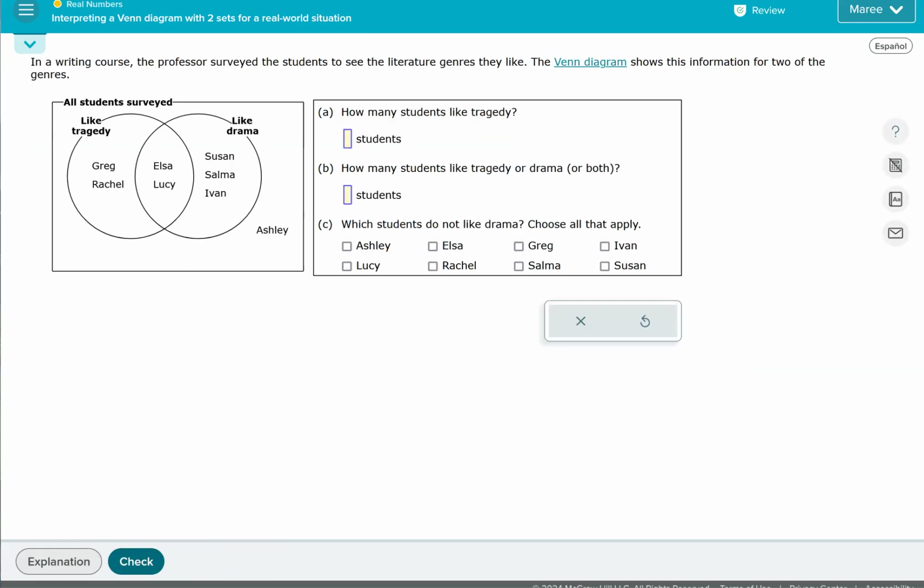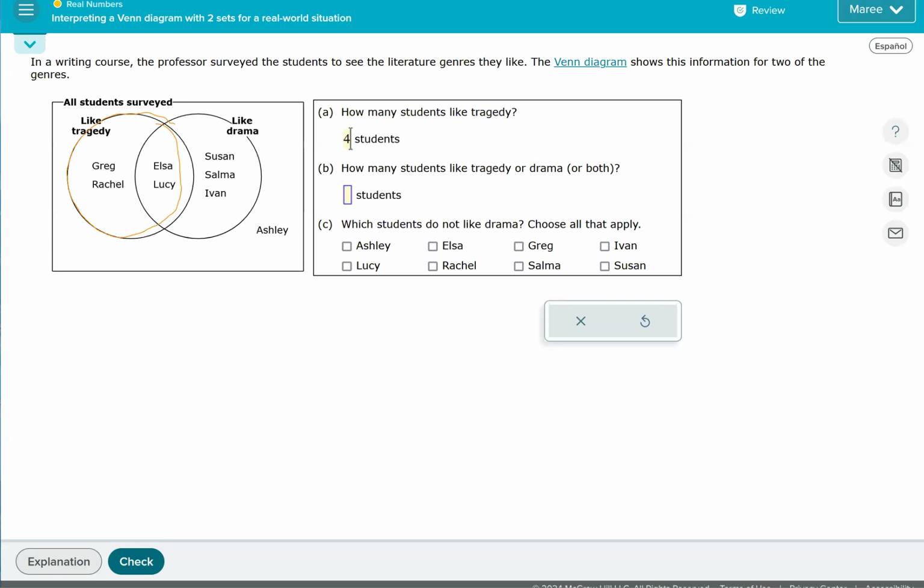Okay, here's another problem that we can kind of practice on. How many students like tragedy? So we're going to look exclusively at the circle that has the students that like tragedy, and there's 4 students in there. So 4 students like tragedy.